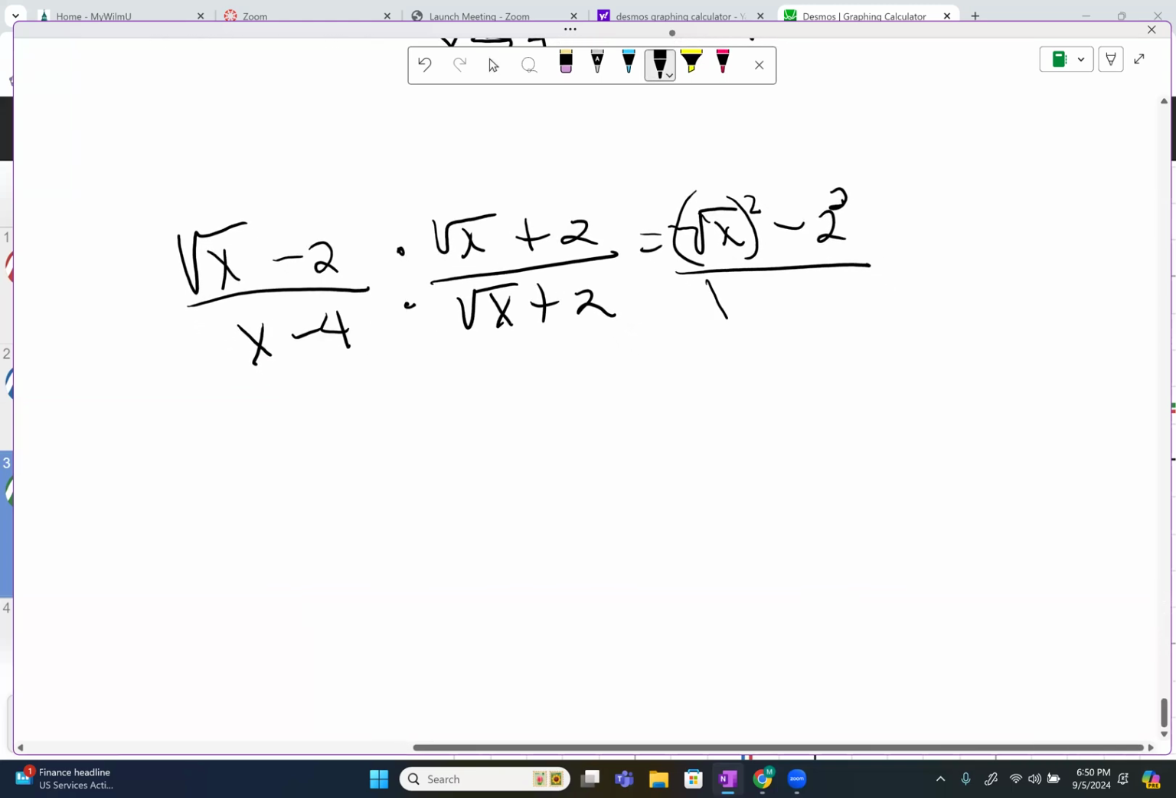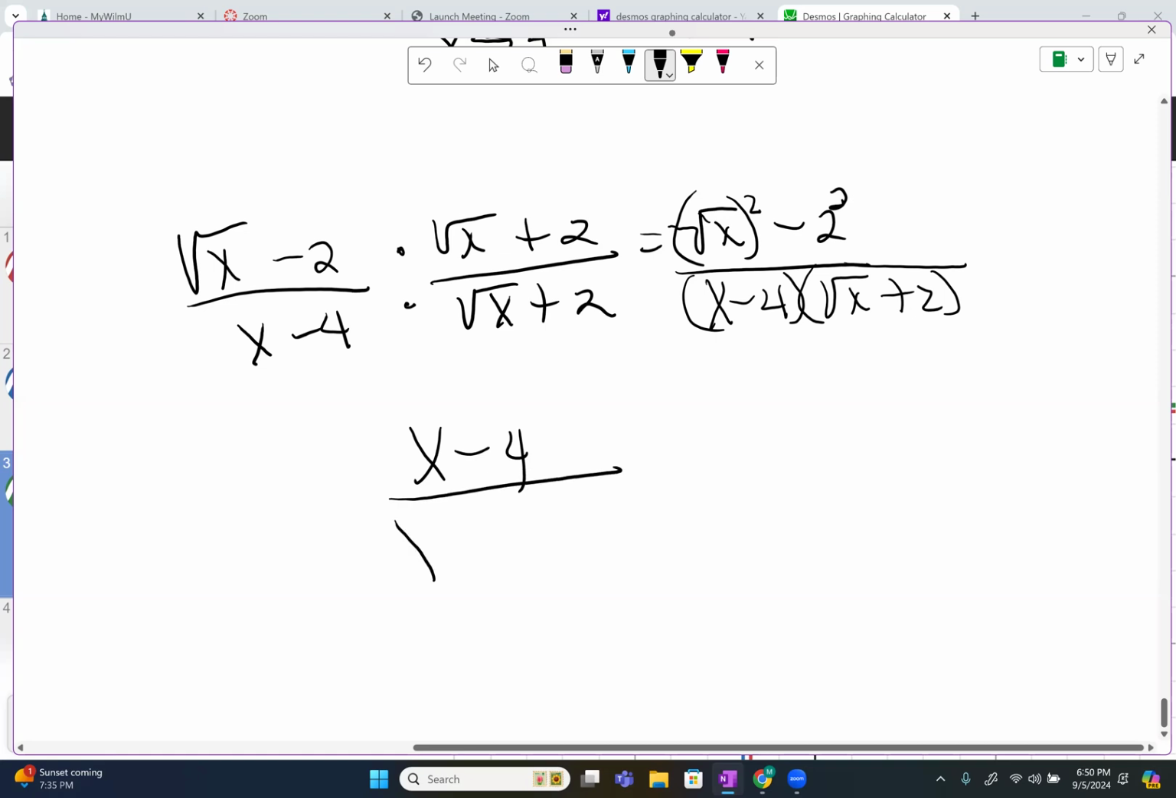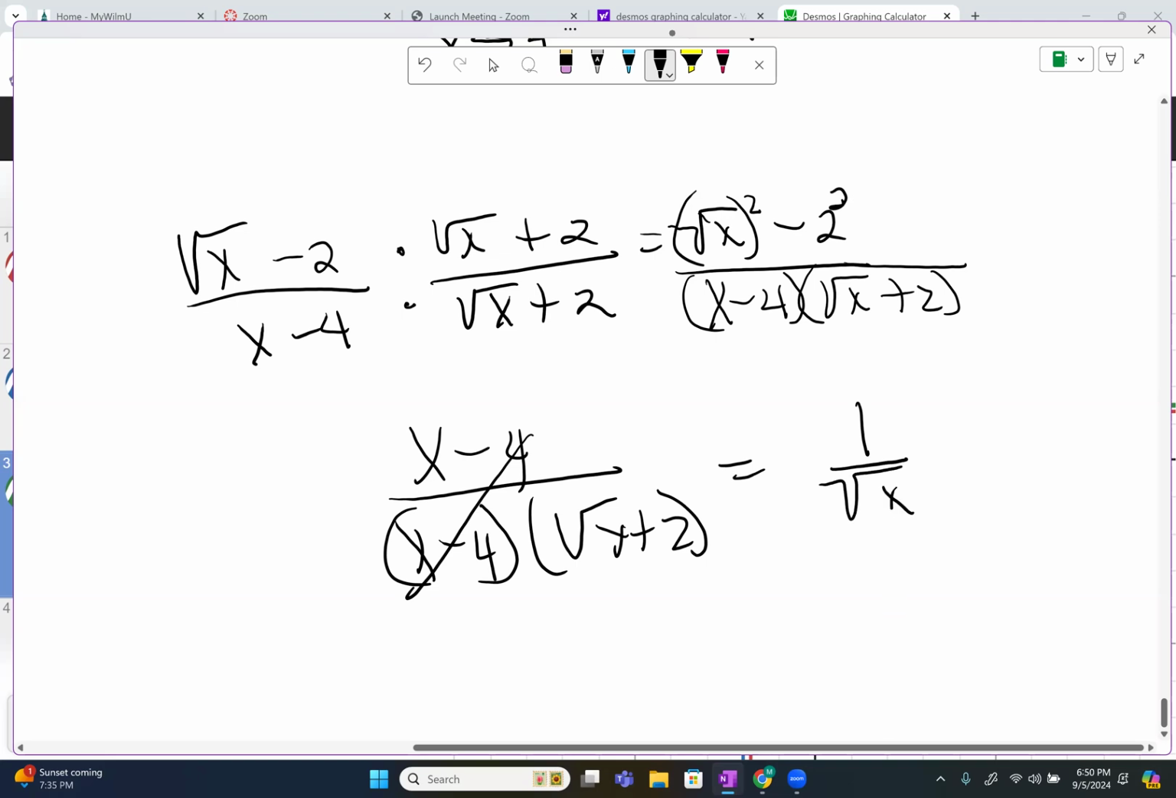This is going to give us x minus 4 times square root of x plus 2. So this becomes x minus 4 divided by x minus 4, and this stays as square root of x plus 2. So this final answer becomes 1 over square root of x plus 2.